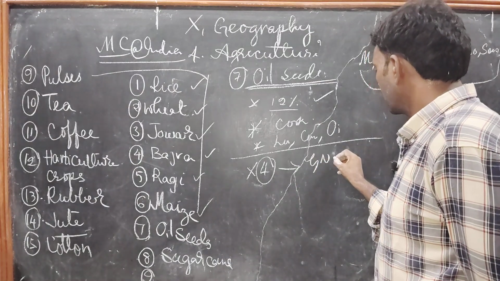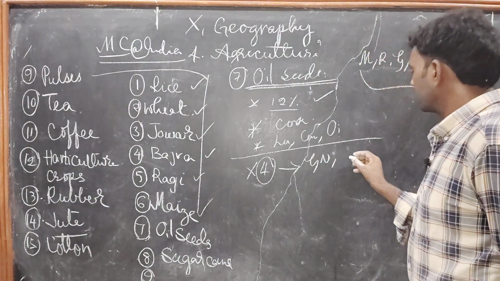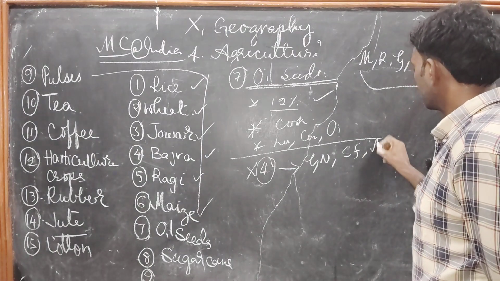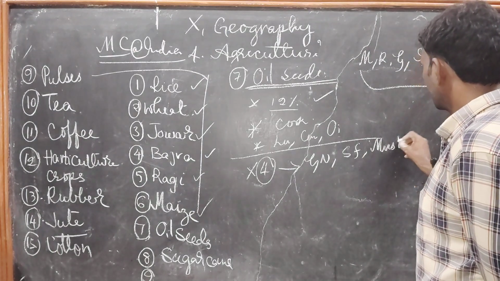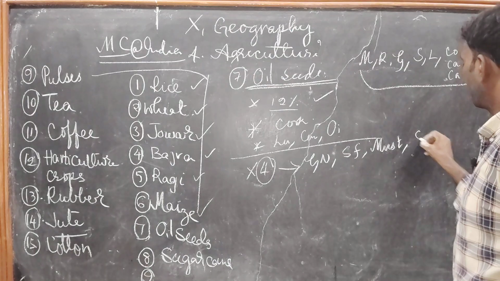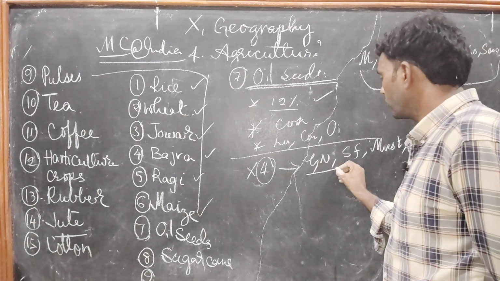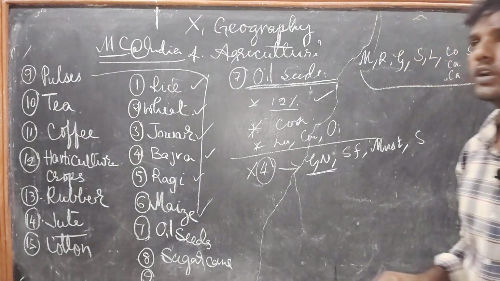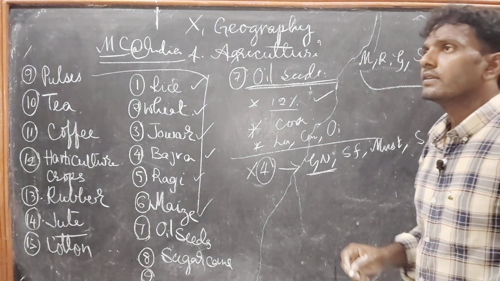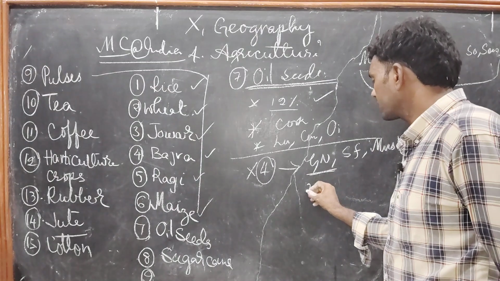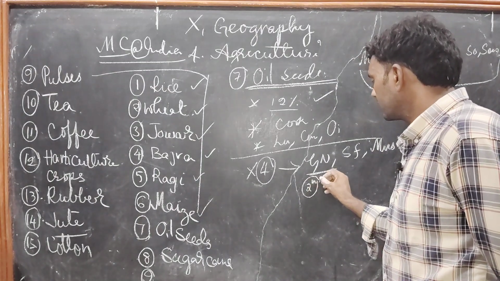Groundnut, and then sunflower, and then mustard, finally soybean. We need to discuss these. Coming to groundnut, in worldwide production our rank is second after China.